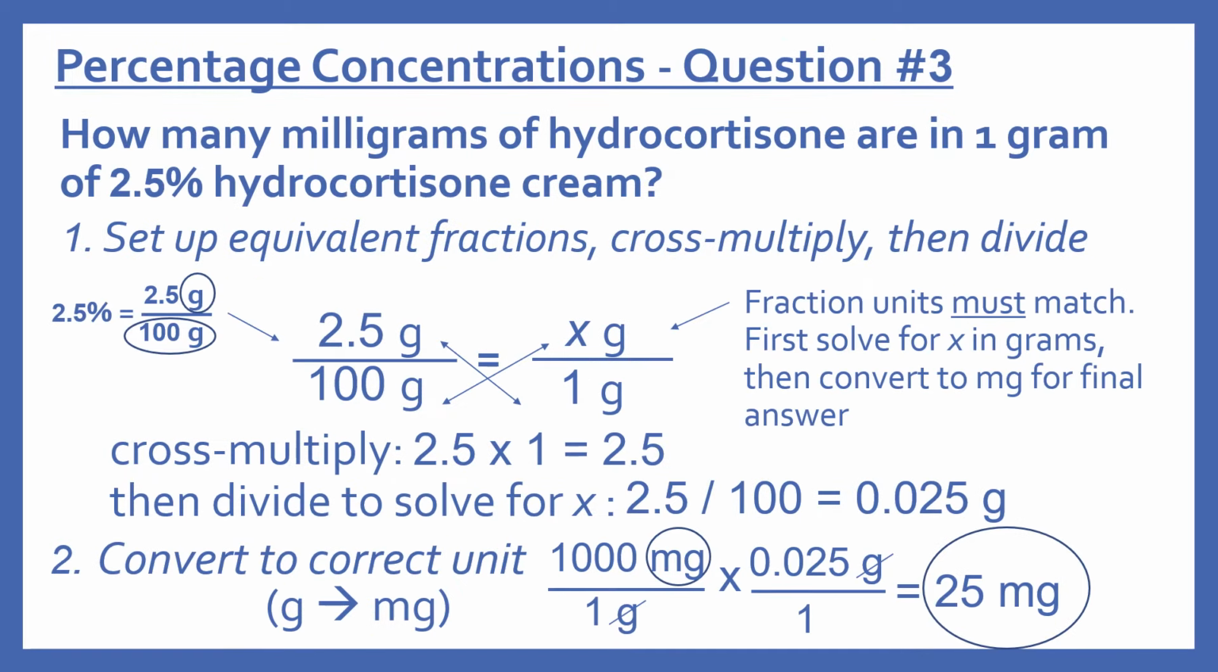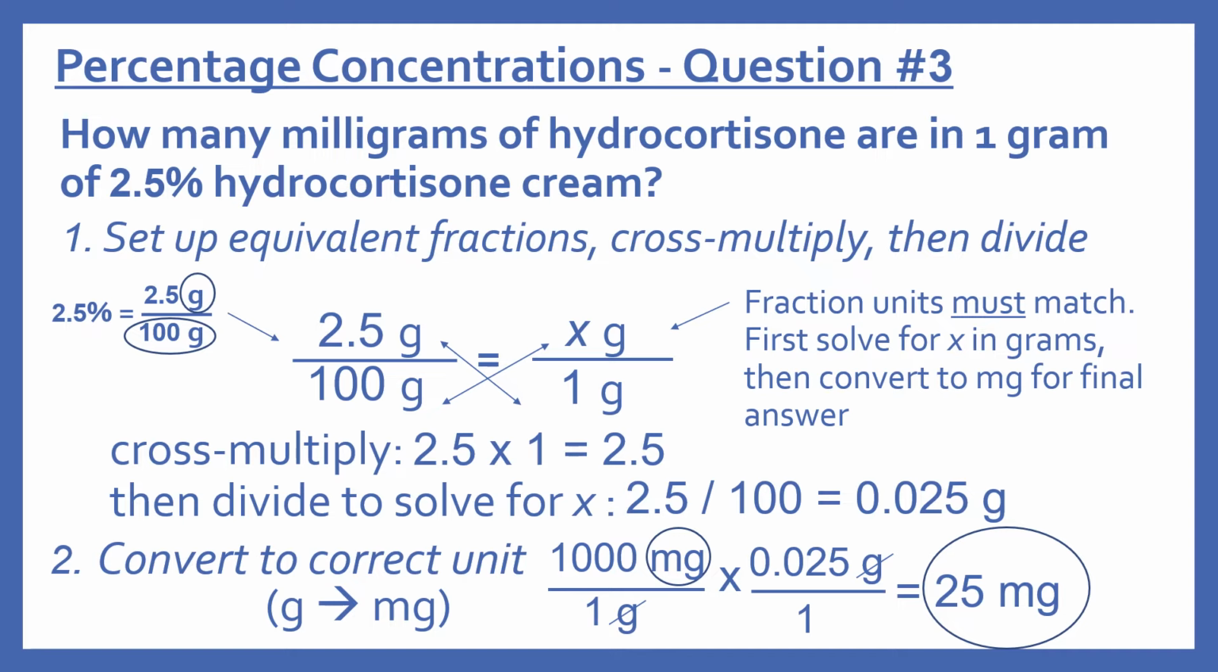Okay, we'll look at one more percentage concentration question. Question number 3. How many milligrams of hydrocortisone are in 1 gram of 2.5% hydrocortisone cream? So this one we're going to set up equivalent fractions, cross multiply, then divide. We don't have to figure out our percentage because it's already given. And we just need to know what that percentage means. So 2.5%, that means 2.5 grams per 100 grams.